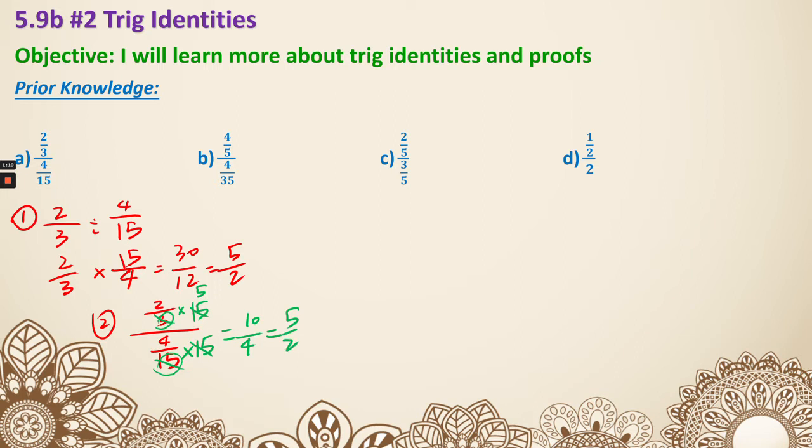So that's two different ways. And when you're simplifying fractions, you can choose to multiply them and then simplify the whole thing, or you can choose to cross cancel. Either way.